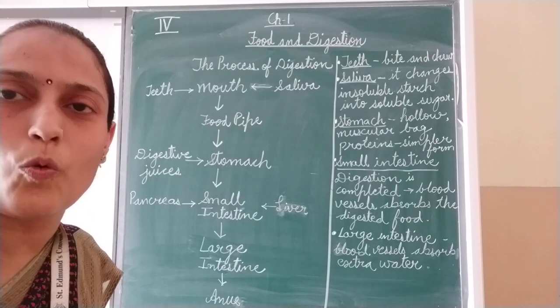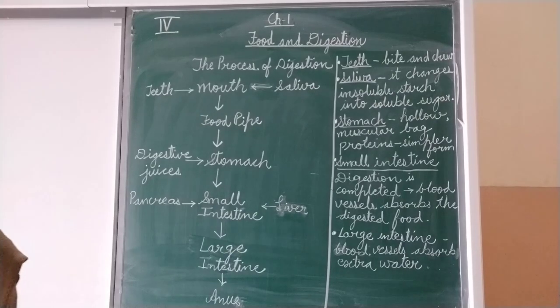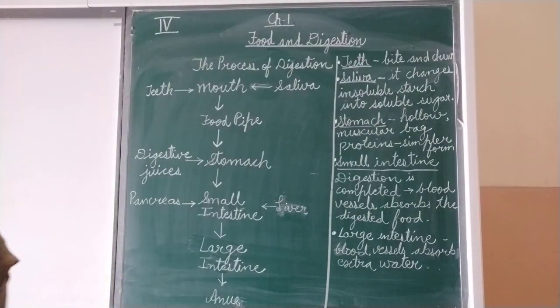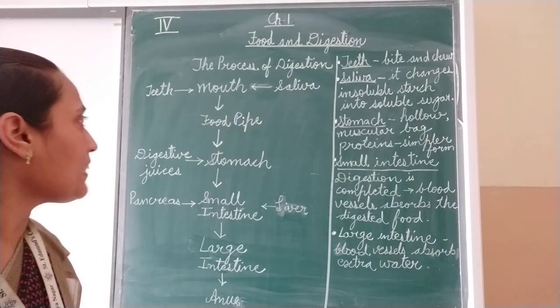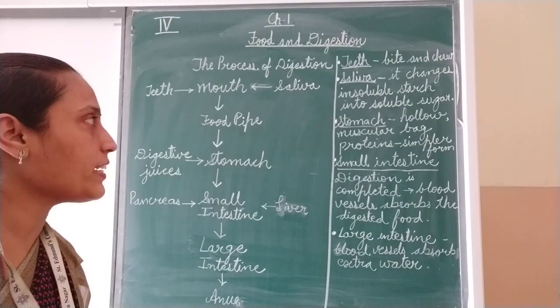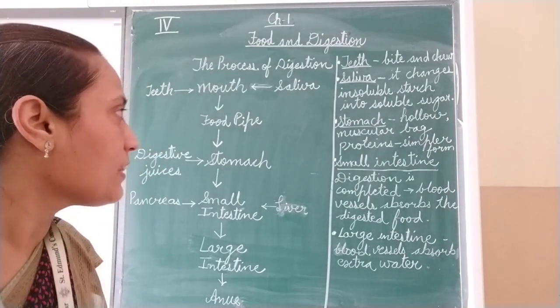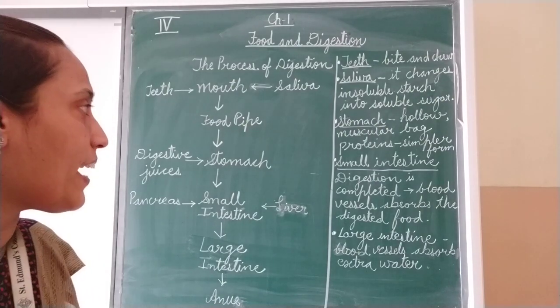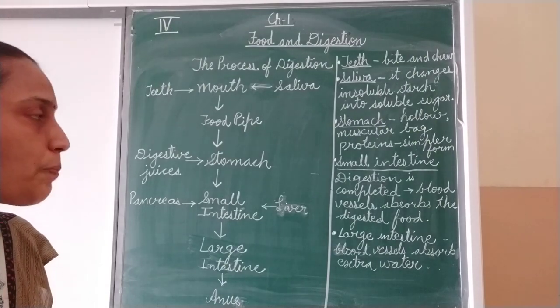Let us recap what the term digestion means. The term digestion simply means the process of breaking down of food into simpler form. It begins with our mouth, where teeth help us to bite and chew and saliva gets mixed, which changes insoluble starch into soluble sugar. Then this food is pushed into the stomach. The stomach is a hollow muscular bag where the proteins get broken down into simpler form.